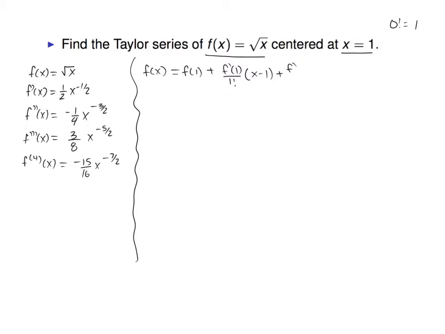Plus second derivative at 1 over what factorial? 2 times x minus 1 to the second, plus third derivative at 1 over x minus 1 to the third, and then, you know, plus dot, dot, dot, that pattern continues, right? That's just that infinite sum with stuff listed out as opposed to written in summation notation. Does that make sense? Okay.